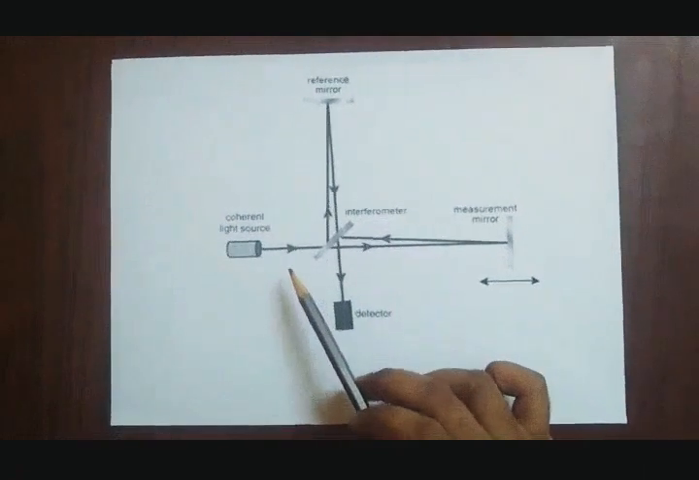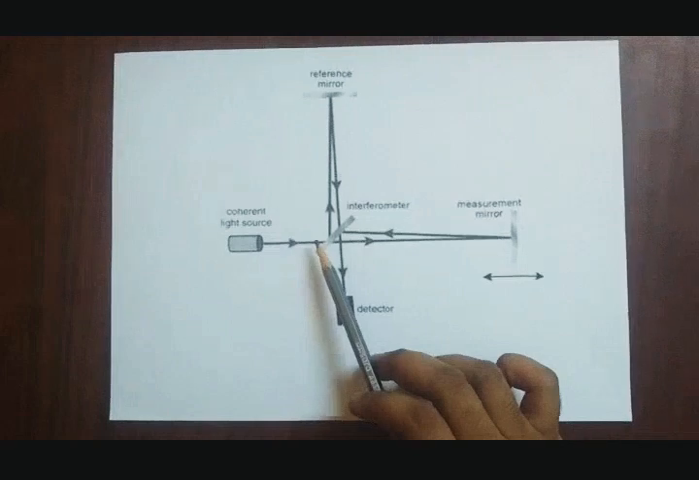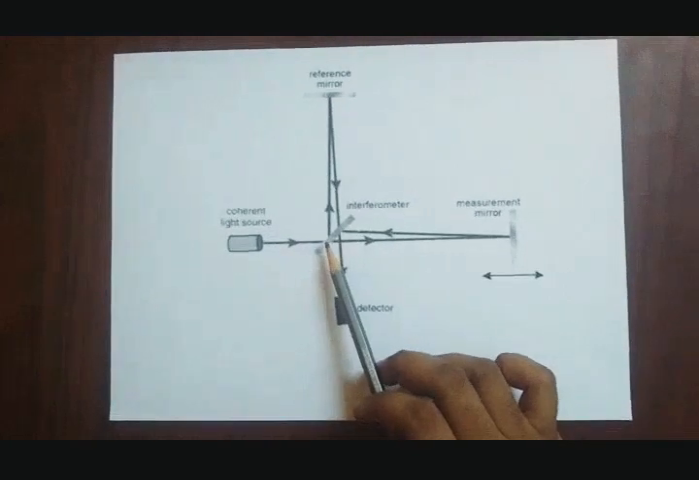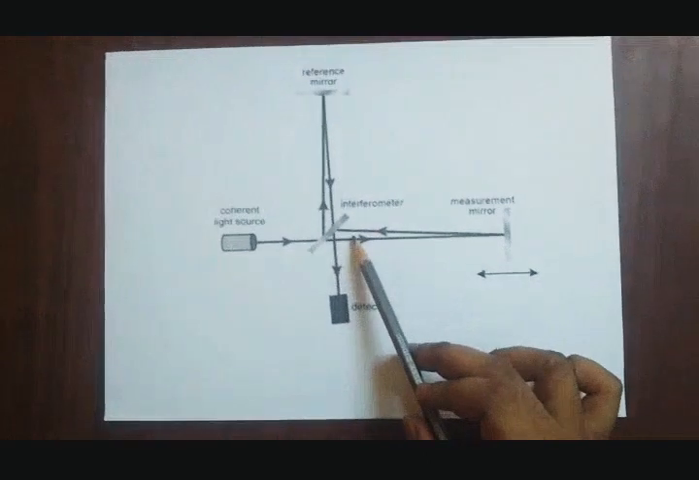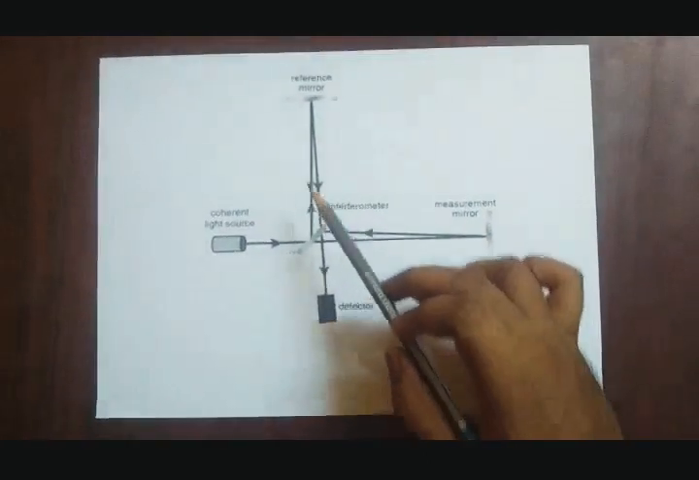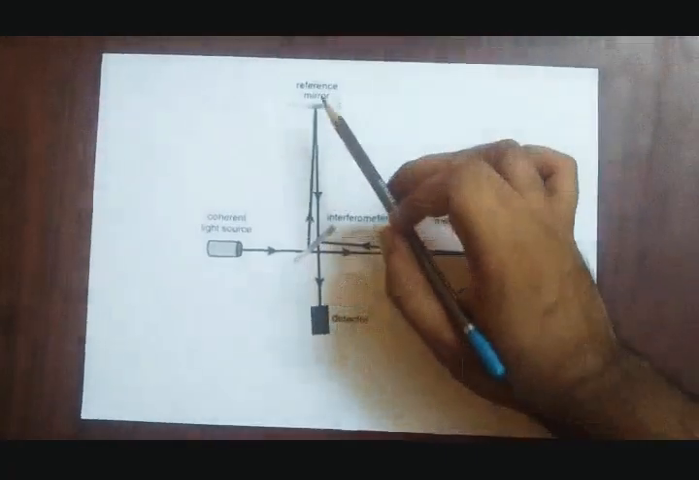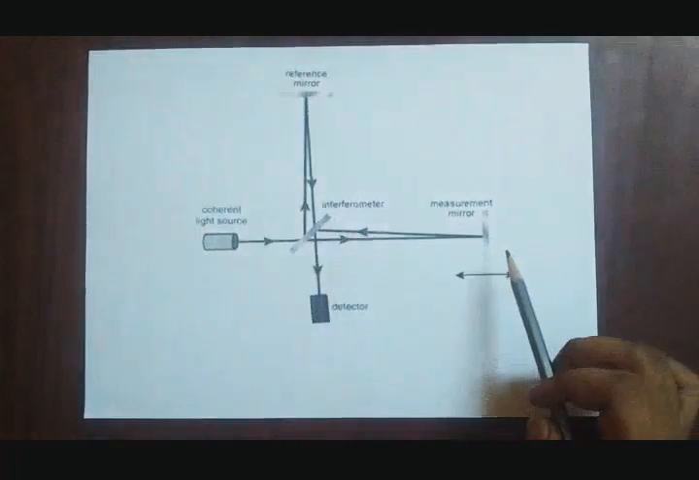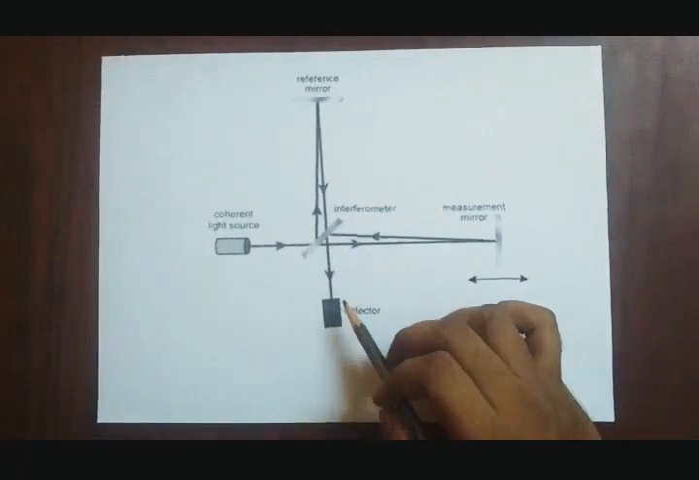From the coherent light source, the oncoming ray comes in and hits the interferometer, or the beam splitter, and half of it gets refracted and reaches the measurement mirror, and the other half reaches the reference mirror. Then the reference mirror ray and the measurement mirror ray get combined and hit the detector here.